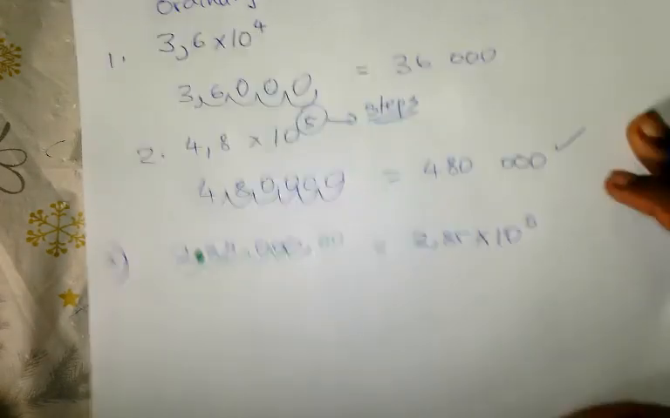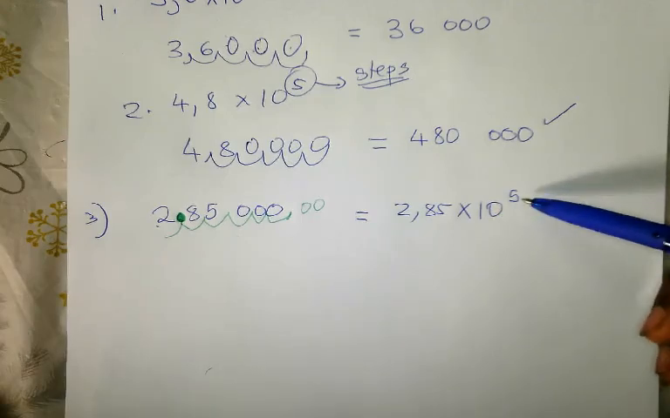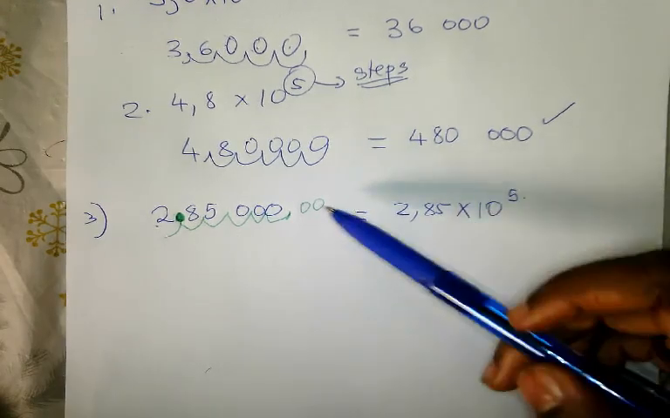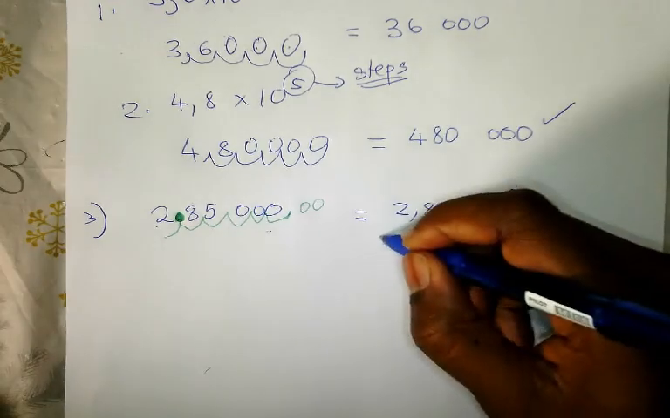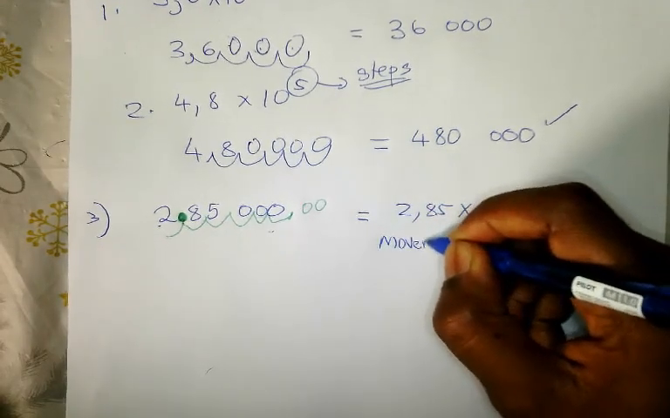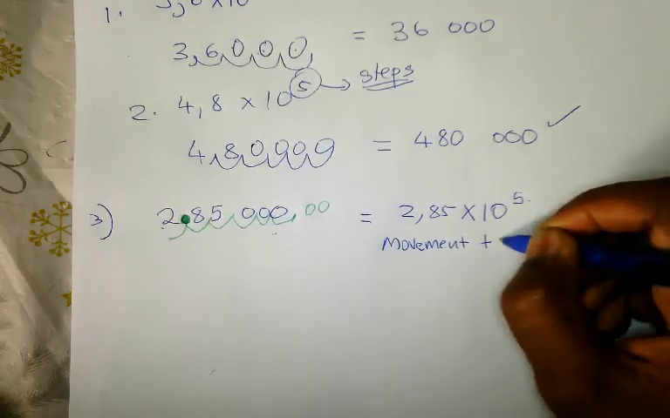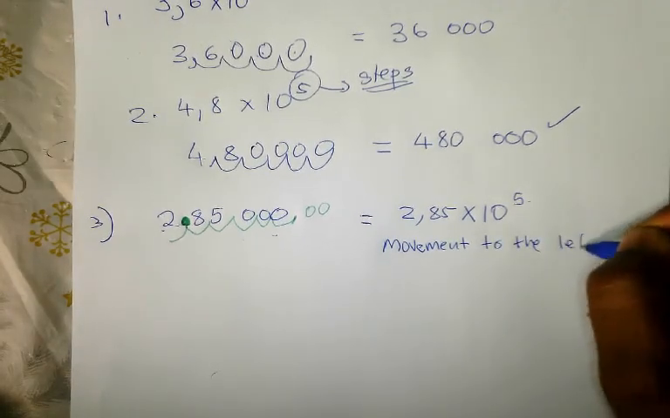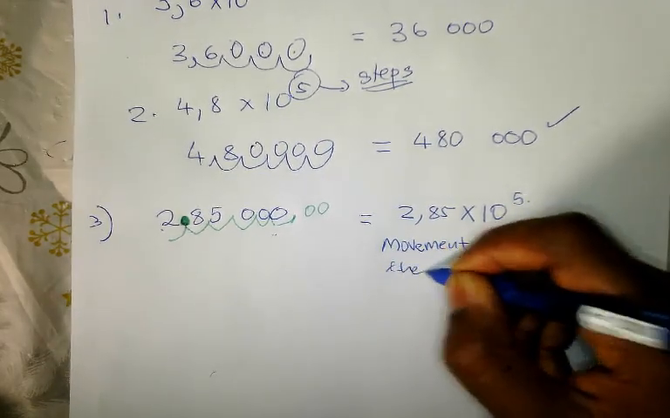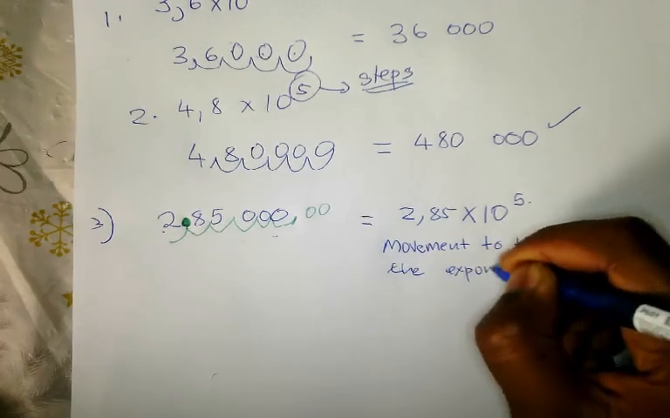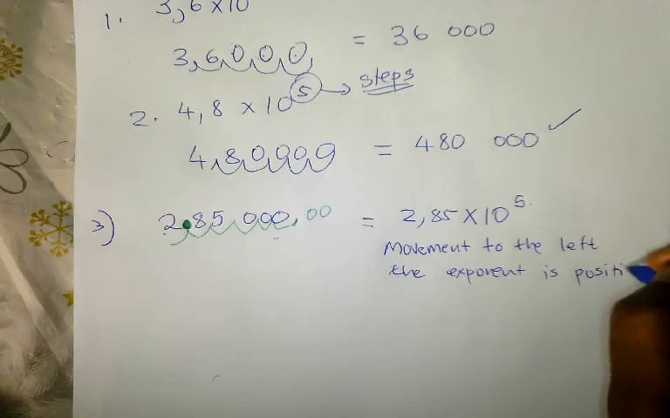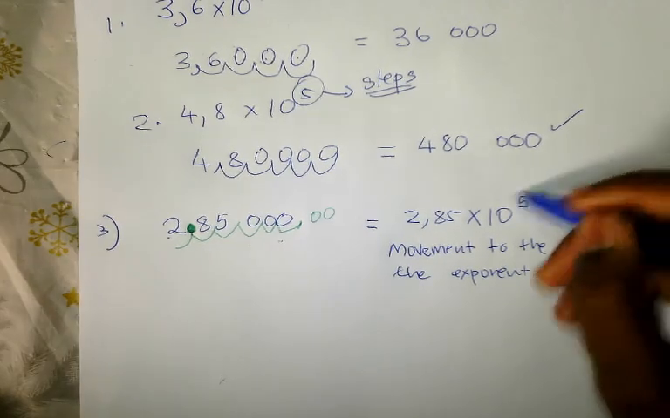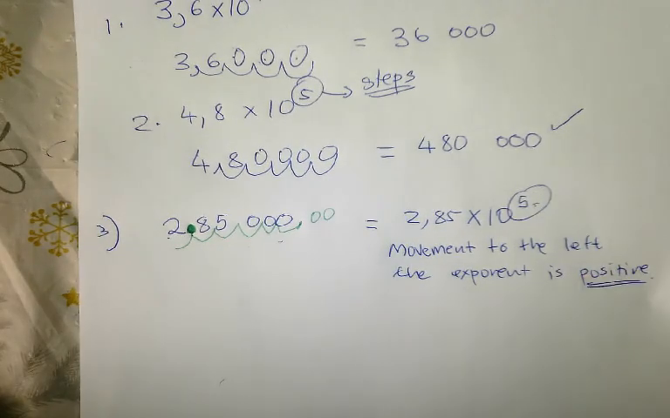Or you can say that when we have movement to the left, the exponent is positive. So this tells us we're moving to the left, or it tells us that we are dealing with a larger number.